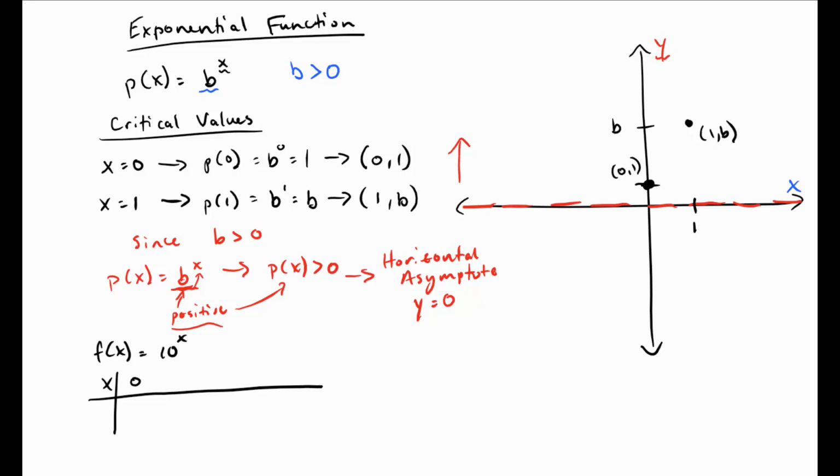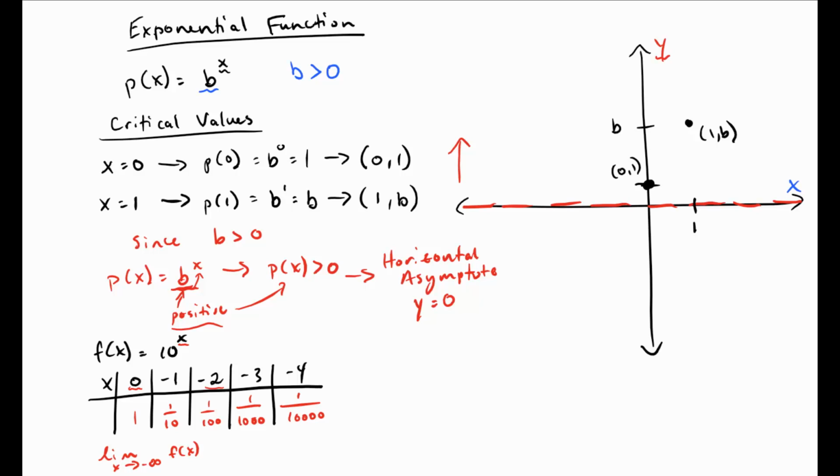So first, I'm going to start with 0, and I'm going to go in the negative direction. And some of these we already figured out, but if I plug in 0, I'm just going to get 1. Now, if I plug a negative 1 in here, that's going to give me 1/10. If I plug in negative 2, I'm going to get 1 over 100. Negative 3, 1 over 1,000. Negative 4, 1 over 10,000.